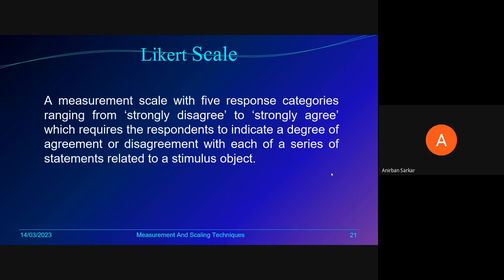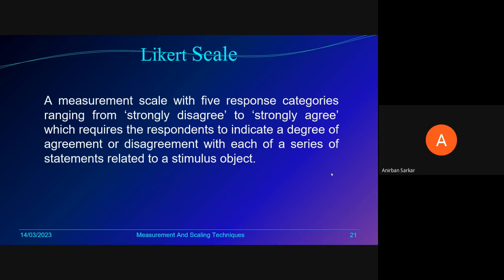So just check Likert scale first. A measurement scale with 5 response categories. Generally, we are using it, it is much more popular. That's why we have used 5 response categories, a 5-point scale. You may use a 3-point scale, a 7-point scale, or a 9-point Likert scale as well. But the 5-point scale is the most popular, ranging from strongly disagree to strongly agree.